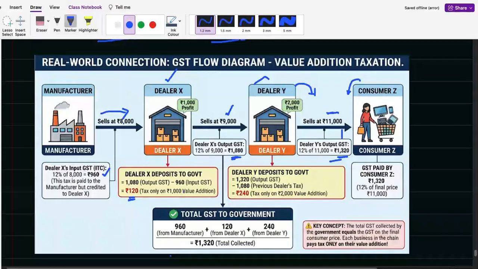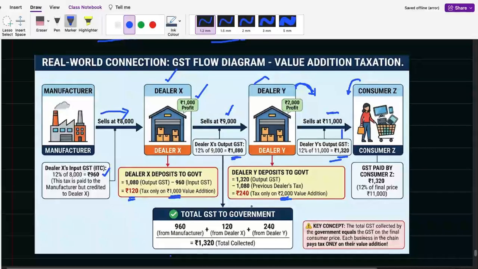He will pay to the government. Got it? So tax is only on the 1,000 value addition that he has done. Understood? 120 is the 12% of the 1,000 profit that he is getting. This is a very important point. Dealer Y is getting how much? 1,320, but he has already paid 1,080, so he will not pay again. So subtract, 240.